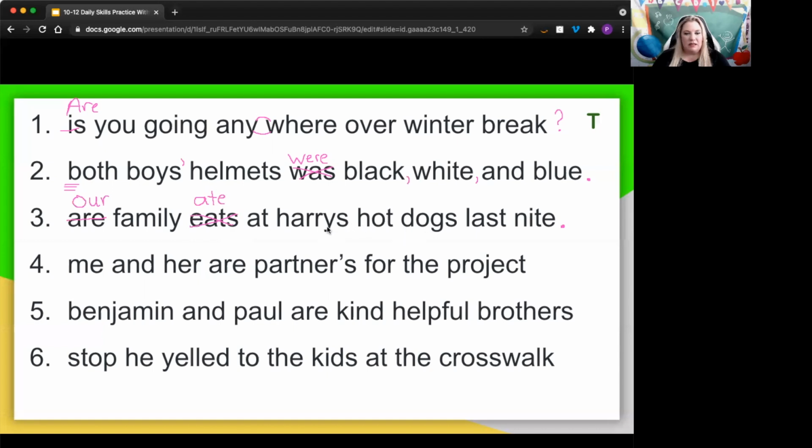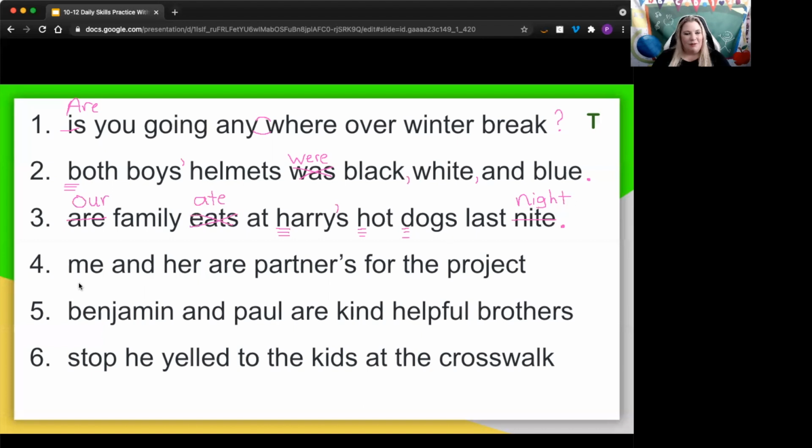Harry's Hot Dogs sounds like the name of a place. So let's capitalize Harry's. And Harry owns the hot dogs, so let's put an apostrophe here. Harry's Hot Dogs, capitalized, last night. Night needs to be spelled correctly with the IGH, spelling that long I sound in night.